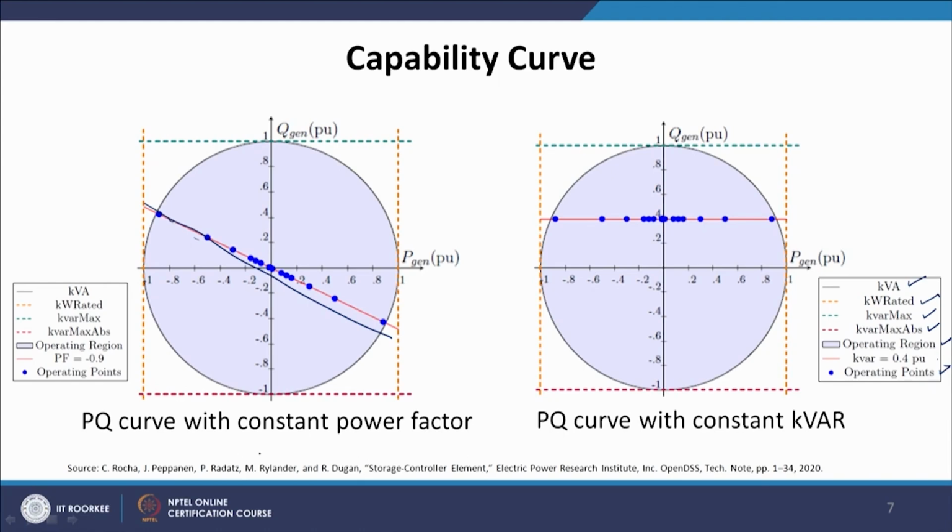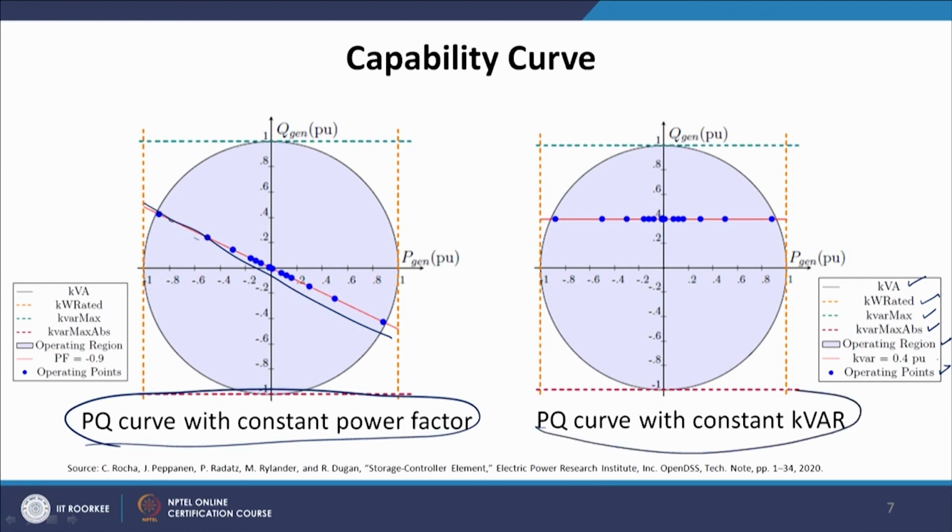especially when you operate with a PQ curve with constant power factor. You can also plot a characteristic PQ curve with constant reactive power rating. So, you can experience a characteristic of this nature. For real time analysis, we can draw such characteristics and allow the battery to operate in which mode, and the region of operation can be predefined.